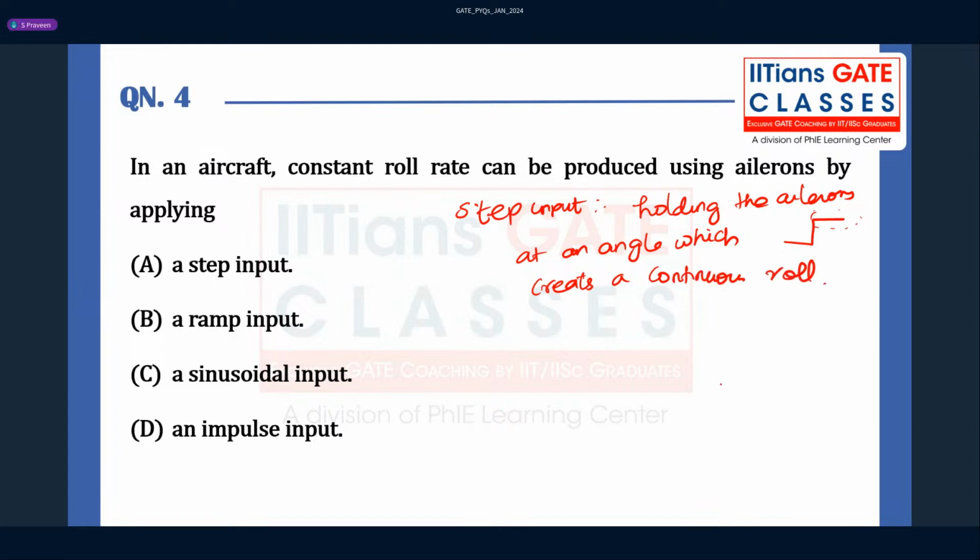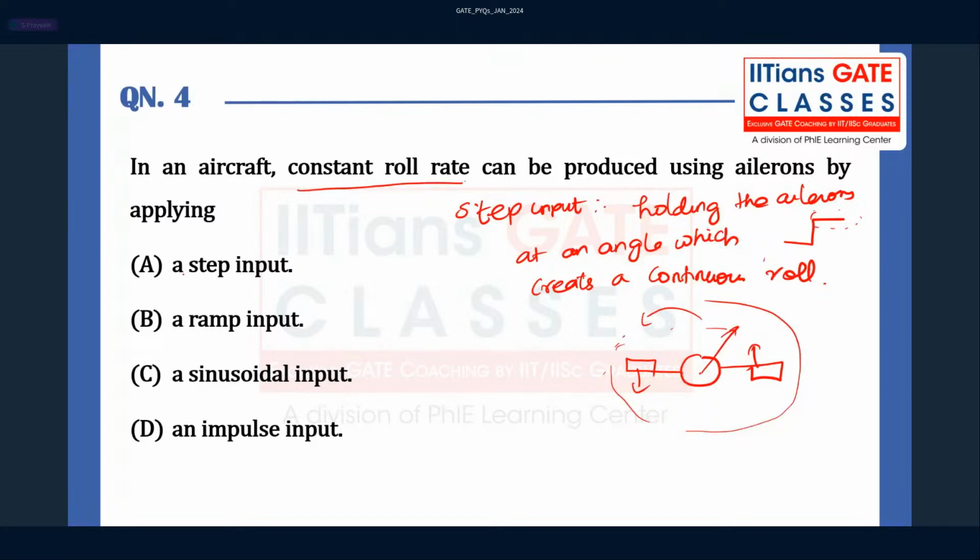Let's say you have an aircraft like this, and we are now giving deflection like this. What will happen? If you fix it like this, by fixing this angle, lift on this side will increase, lift on this side will decrease, and this will go on and on, thereby spinning about the x-axis. So you achieve a constant roll rate. That's what is being asked, and that is achieved by using a step input. Hope you guys don't have any doubts in this.